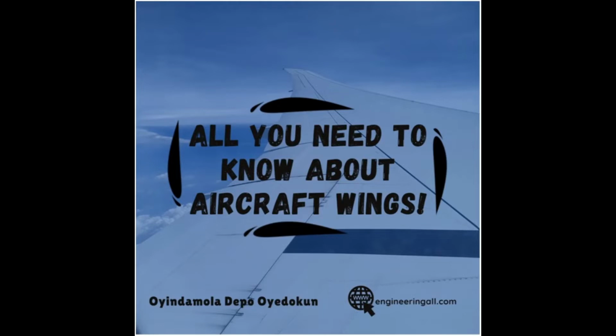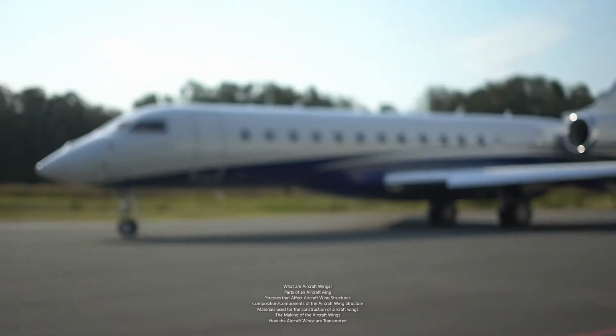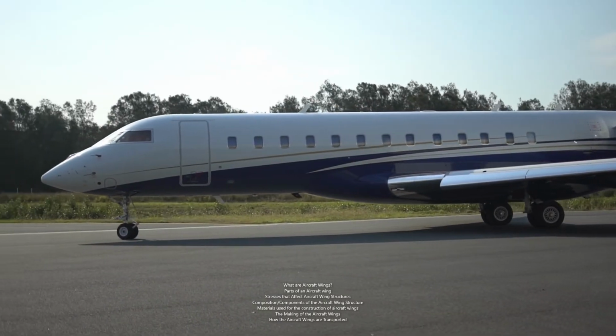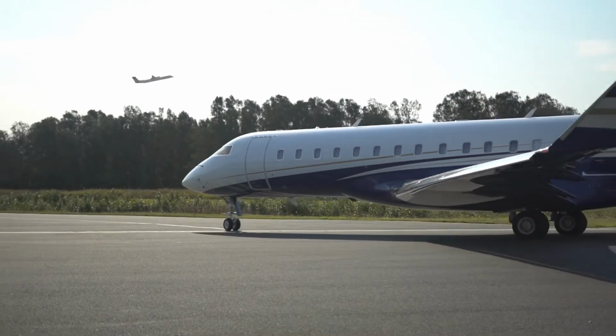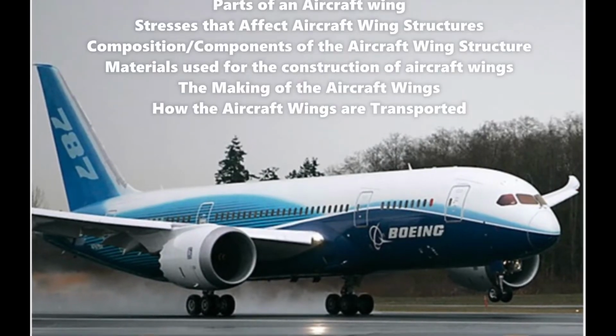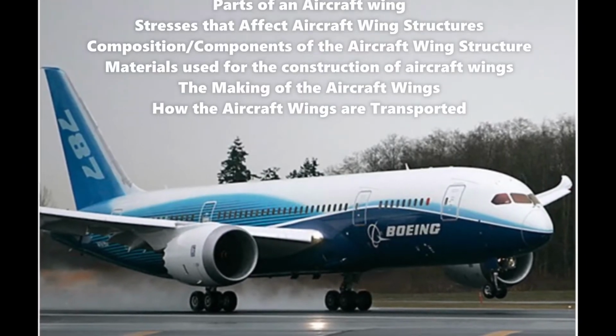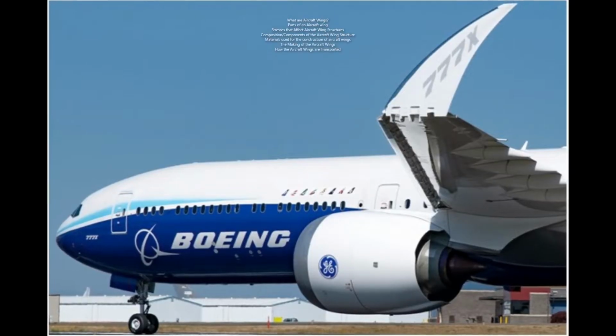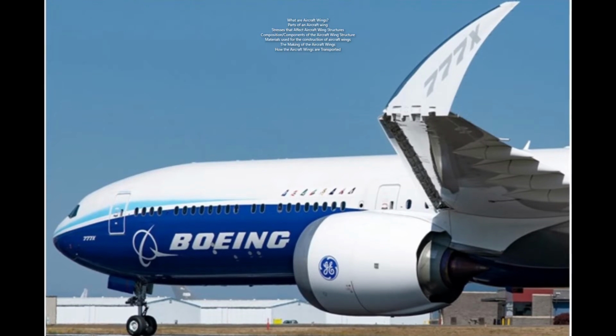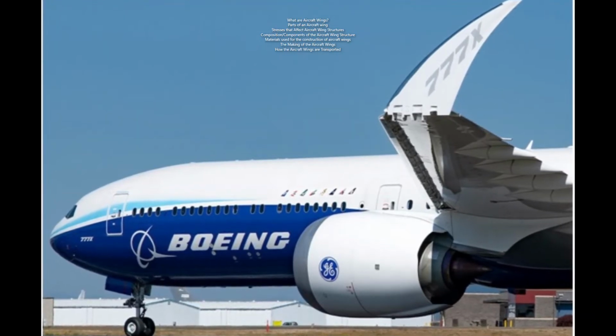What you should know about aircraft wings. In this video, we will be discussing the following. What are aircraft wings, or what comes to your mind when you hear that word aircraft wings? Parts of an aircraft wing. Stresses that affect aircraft wing structures. Composition/components of the aircraft wing structure. Materials used for the construction of aircraft wings. The making of the aircraft wings. How the aircraft wings are transported.